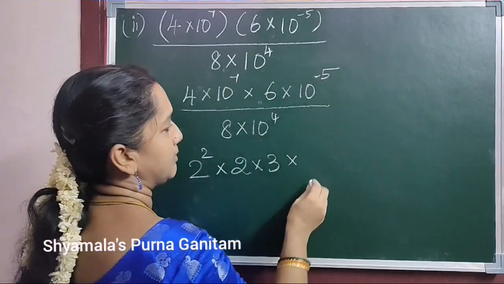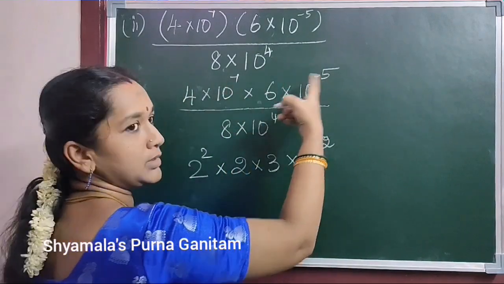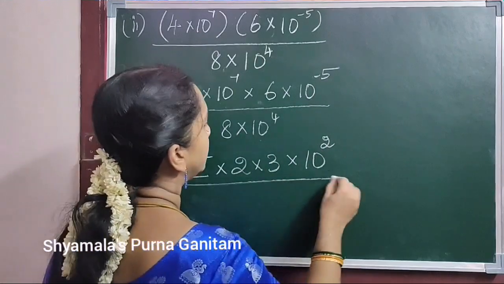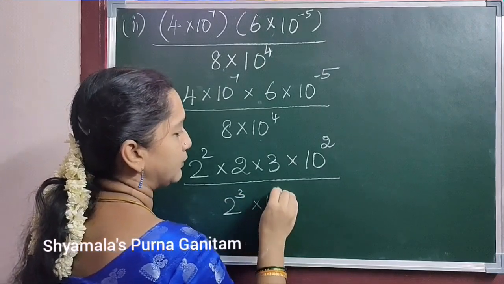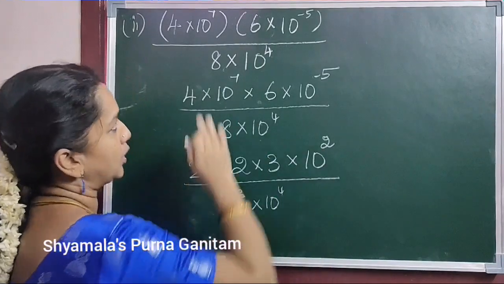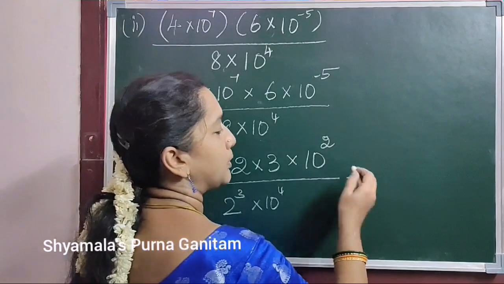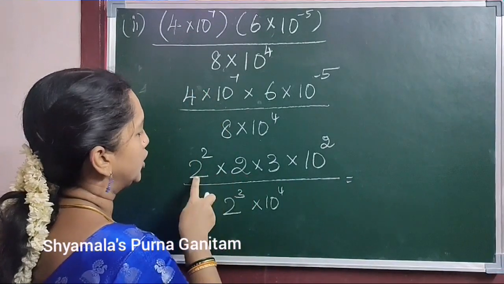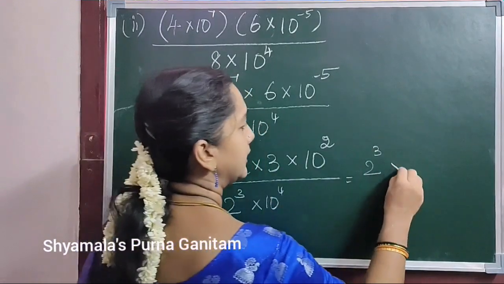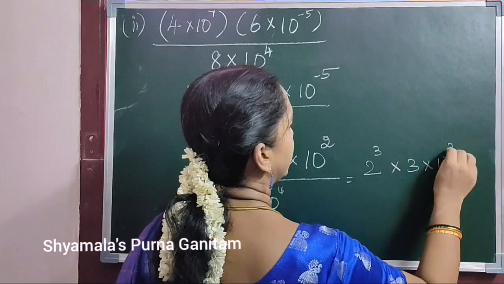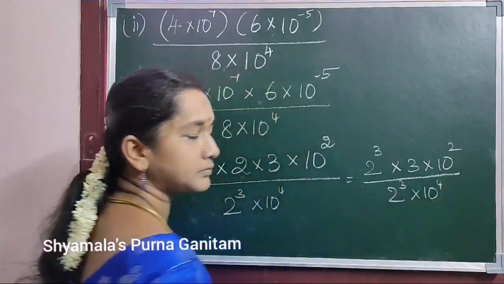And this 10 power 7 into 10 power minus 5 can be combined. You can write it as 10 power 2, since 7 minus 5 is 2, the powers have to be added. Denominator is 8; you can write it as 2 cube, so 2 cube into 10 power 4. Everything is simplified. Whatever is given, we have simplified in terms of 2 and 3, depending upon the number. Here 2 power 2 and 2 power 1 is there, so you will get 2 power 3 in the numerator, into 3 into 10 power 2, by 2 power 3 into 10 power 4.